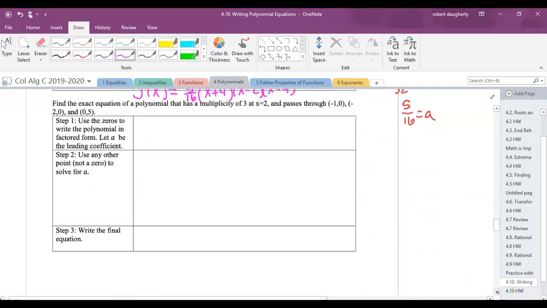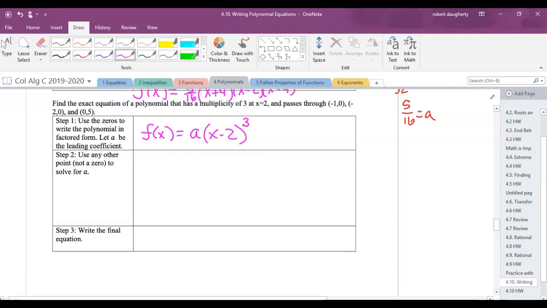So let's do another example here. Find the exact equation of a polynomial that has a multiplicity of 3 at x equals 2, and passes through negative 1, 0, negative 2, 0, and 0, 5. If it has a multiplicity of 3 at x equals 2, I know this is going to be equal to some leading coefficient times the factor. What's the factor? X minus 2 cubed. It has a multiplicity of 3 at x equals 2.